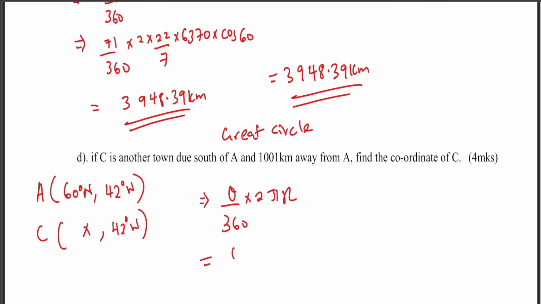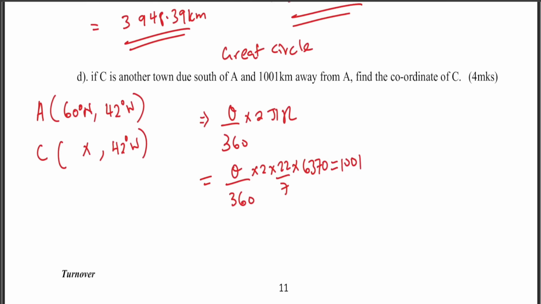So theta, we don't know theta. The difference in latitudes over 360 times 2 times 22 over 7 times r, which is 6370, should give you 1001 kilometers away. So after that we need to find theta. Let's take 2 times 22 over 7 times 6370, then divide by 360.